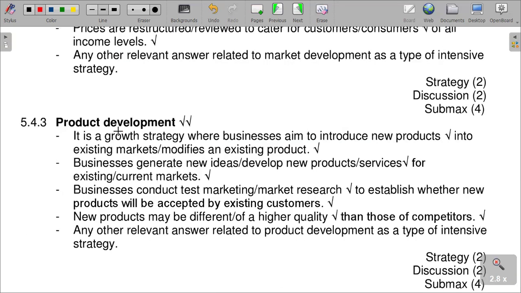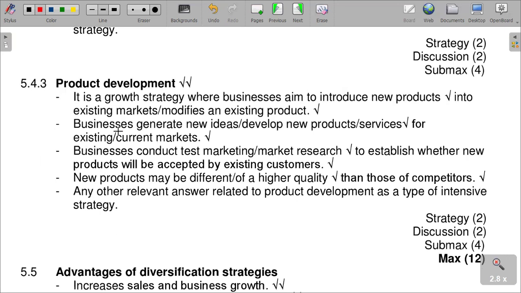And then, still on intensive strategies, there is also product development. It's an intensive strategy. Product development is a growth strategy where businesses aim to introduce new products into existing markets, or they modify an existing product. An existing product is modified.